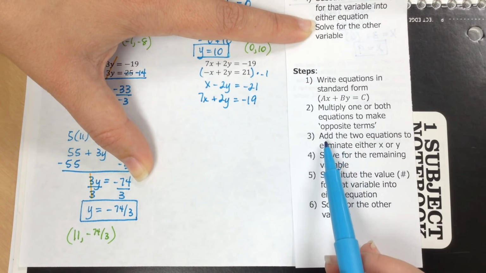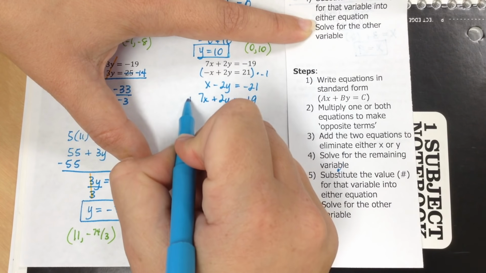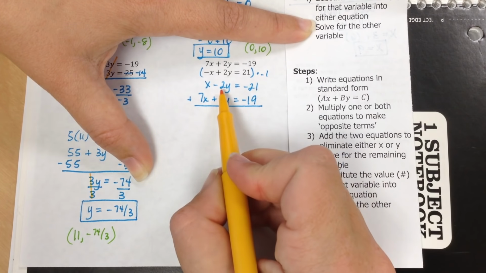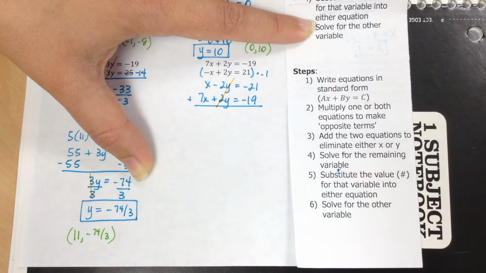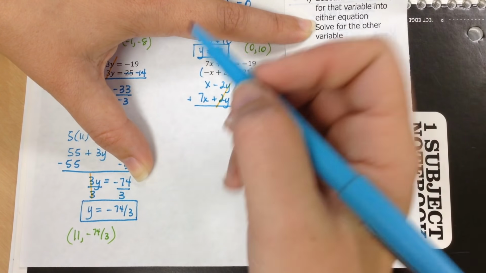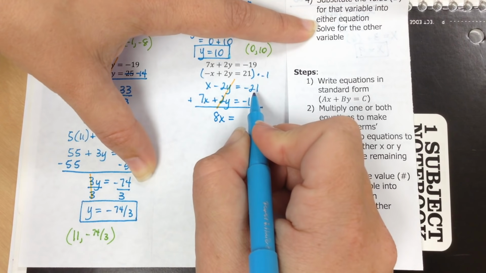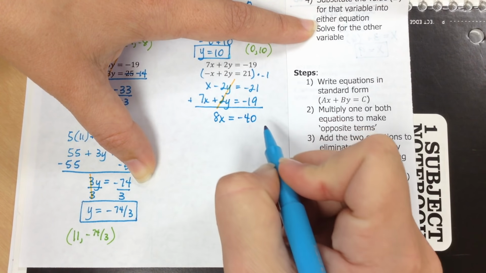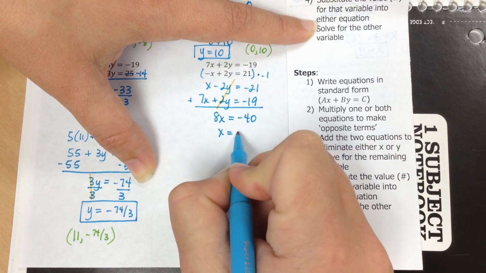Now, add the two equations to eliminate either x or y. So we're going to add these together. Now you'll notice that I have -2y and positive 2y. So just like that, they cancel. And now I'm down to only one variable. 7x and x gives me 8x equals -21 and -19, which is -40. If I divide both sides by 8, x equals -5.